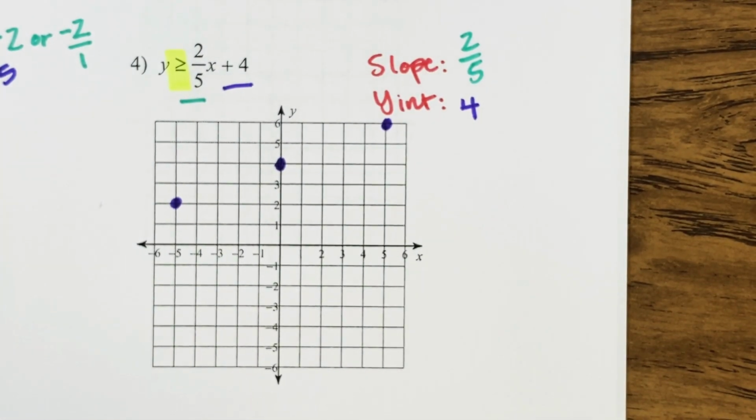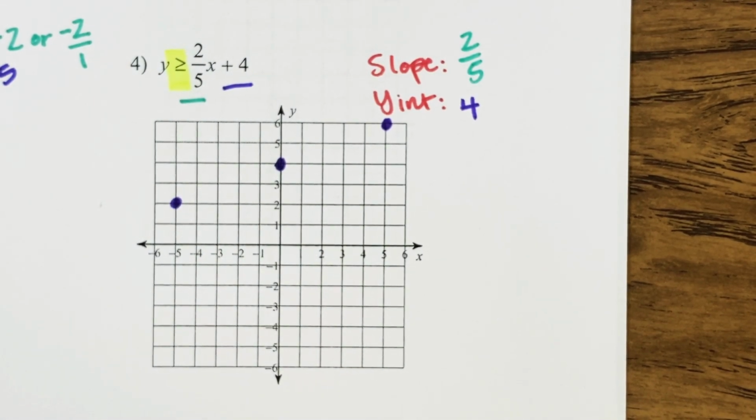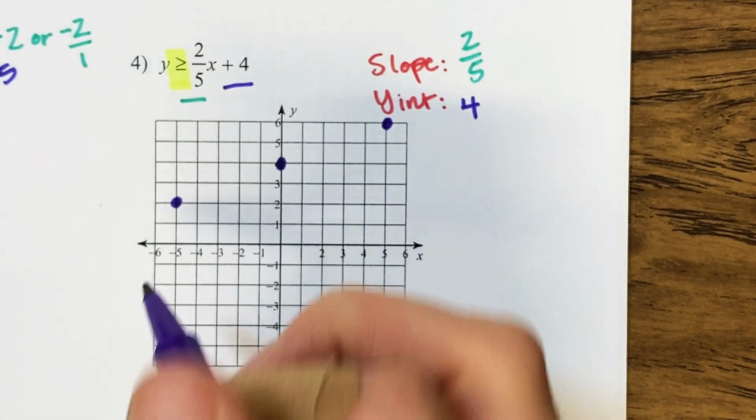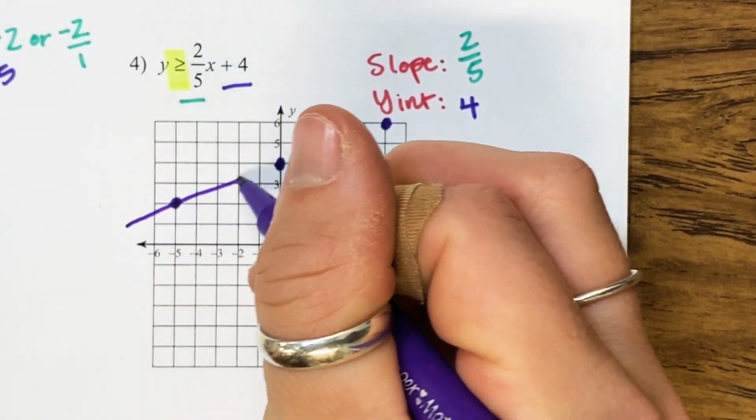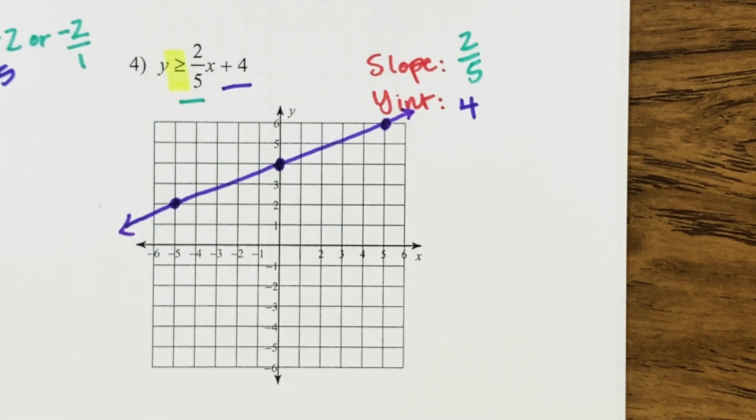Okay, before we connect those points, let's go ahead and look at our sign and identify, is this going to be a solid or a dotted line? This one is going to be another solid because we have that or equals to. Okay, so solid line, arrows at the end. And which way are we going to shade this time?